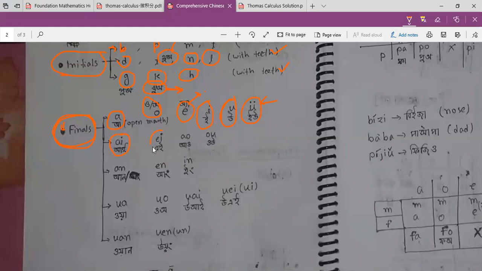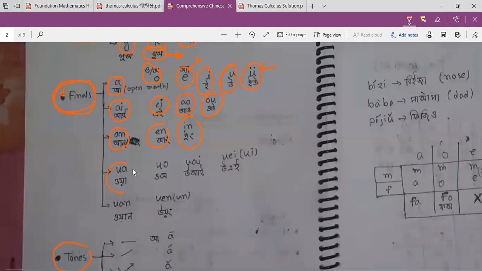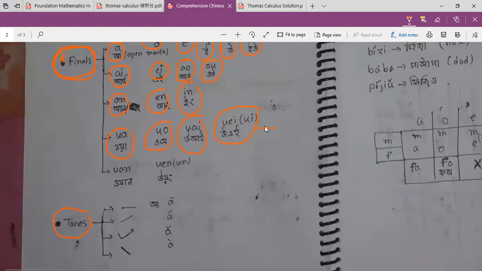Then i, a, ao, o, then an, ang, ing, wa, wo, wai, wei, something like this, right? Maybe we have to listen to Chinese and then talk. This is something complex to pronounce. So we have to listen to Chinese and repeat after them.